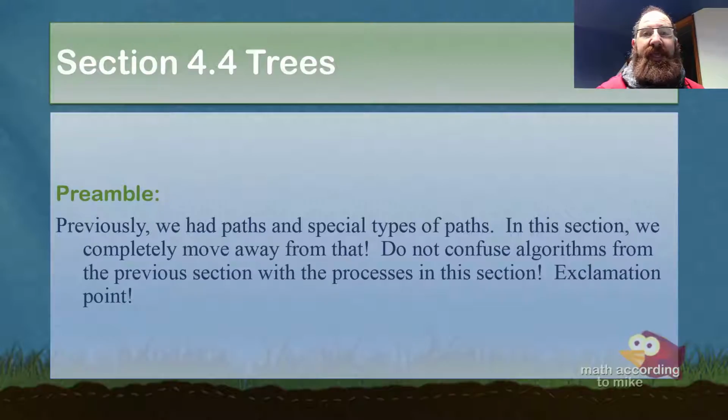Also, we had algorithms, specifically the nearest neighbor method, in the previous section. And I don't want you to confuse it with a process in this section when we find what's going to ultimately be called a minimal spanning tree. So do not get them confused.